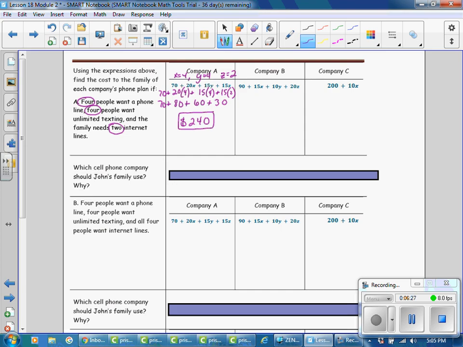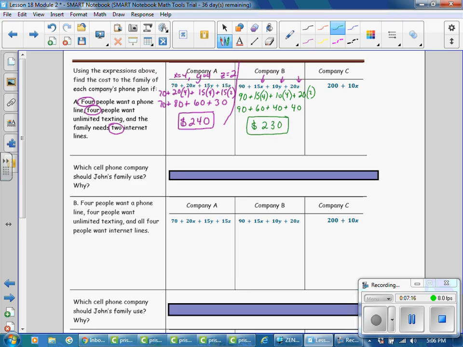Now we'll use the same values for X, Y, and Z and find out if company B is going to be more expensive or less expensive. So we have $90 plus 15 times 4 phone lines plus 10 times 4 text lines plus 20 times 2 data lines. That's 90 plus 60 plus 40 plus 40, and that gives us a total of $230. So it is a little bit cheaper.